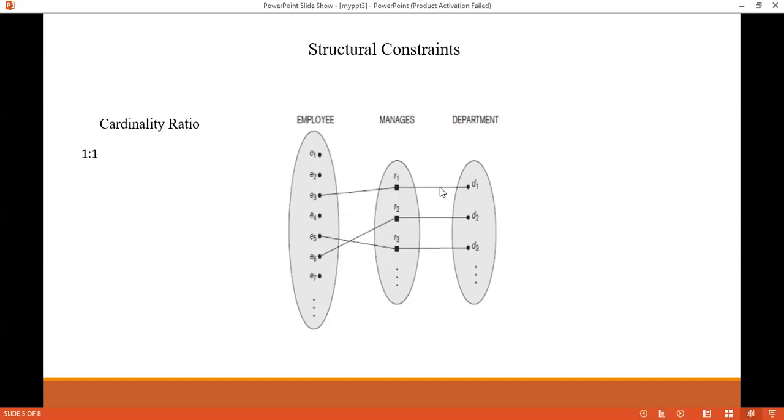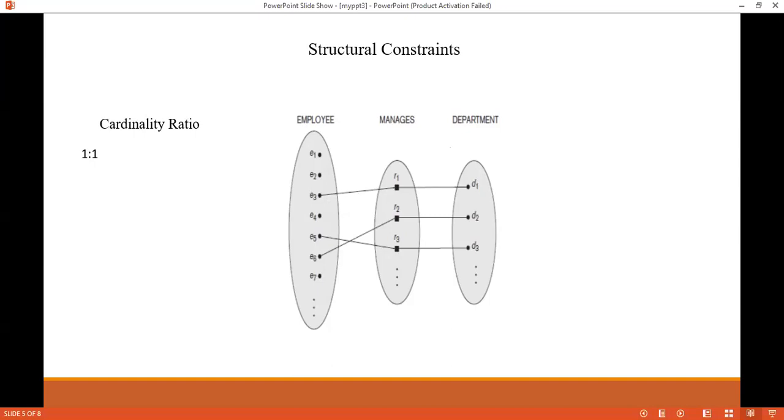So this side it is one and this side also it is one. Hence we conclude that it is 1:1. That means only one department can participate in a relationship, a maximum of one department. This side also only one employee can participate in a relationship. One employee can manage only one department. So 1:1. One department can be managed by only one employee. And this is how the cardinality ratio 1:1 works, my dear friends.